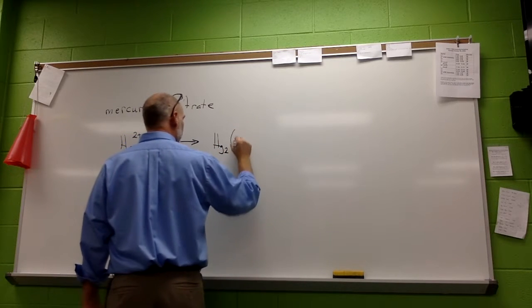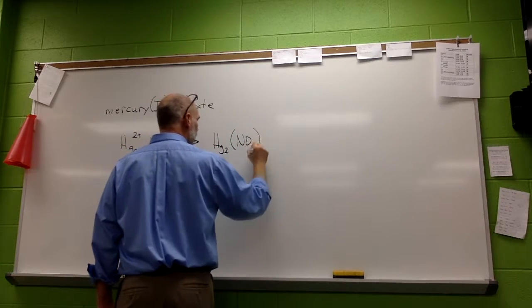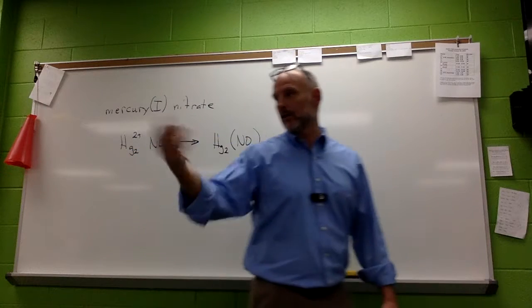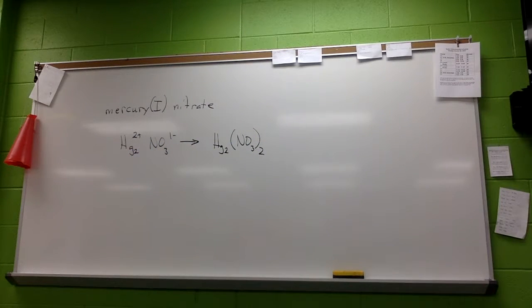Hg2 NO3, and the way we say that to each other so we know what we're talking about, we'll say NO3 taken twice. So that way you guys don't have to sit there and go, Hg subscript 2 parentheses nitrogen O3 parentheses subscript 2, which takes 4 years. Or you can just say Hg2 NO3 taken twice.